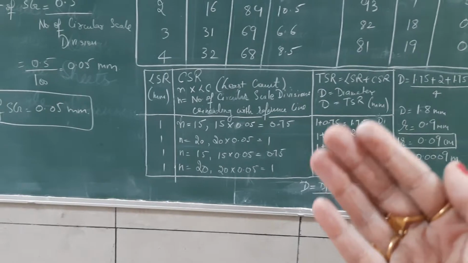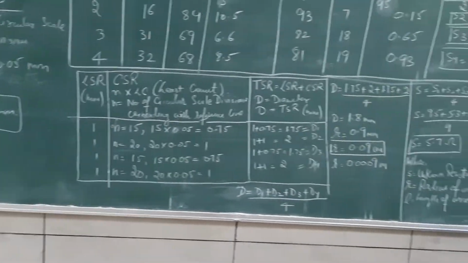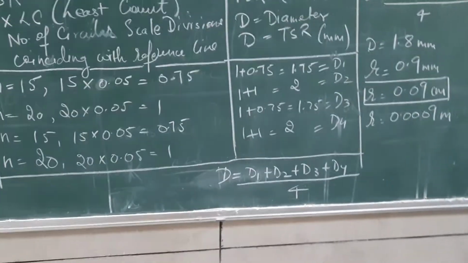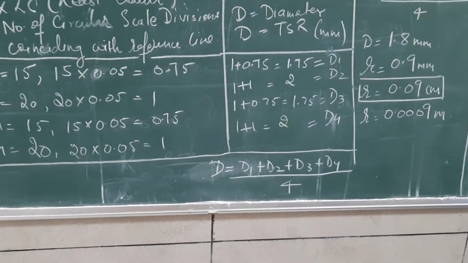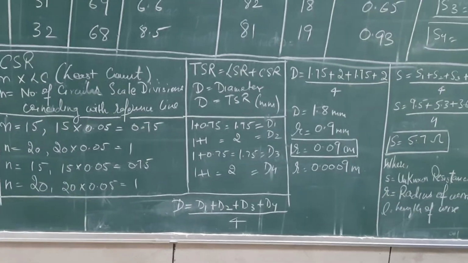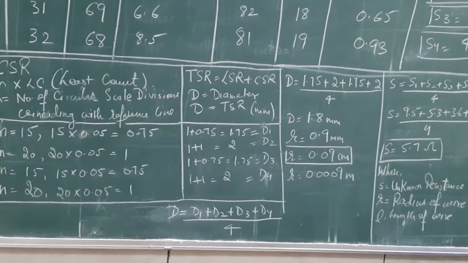Okay, so with the help of 4 values of n, I have taken out 4 values of diameters. Then I have taken the mean diameter and then the radius. Radius in millimeter, centimeter and meters.